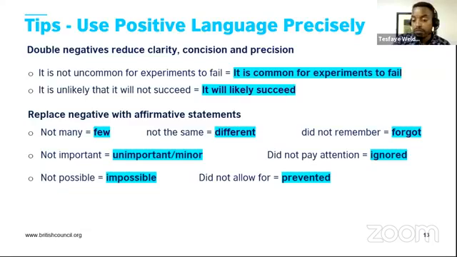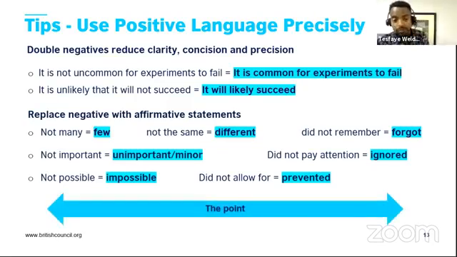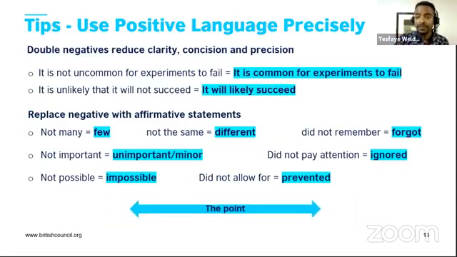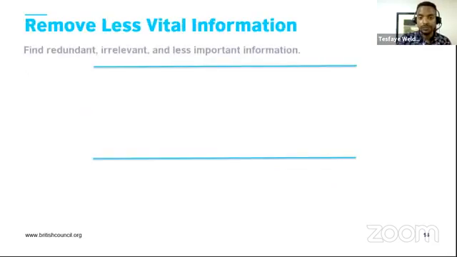Did not allow for, prevented. Did not pay attention, ignored. Did not remember, forgot. So it's all about really going to the point, not going around and around the bush. So more tips.